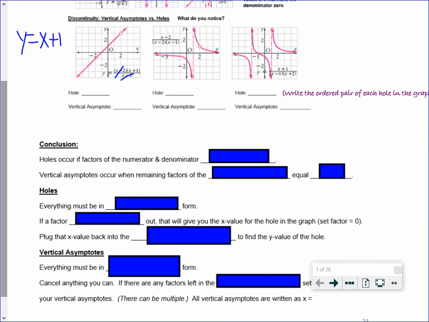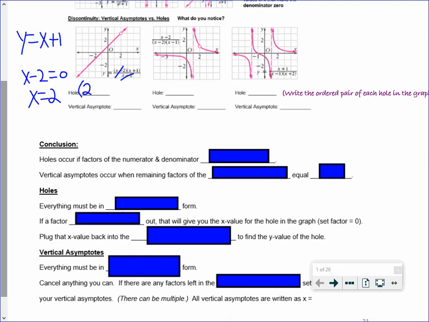Anytime you cancel out a factor in the numerator and in the denominator, you have to realize that's going to be a hole. The factor you cancel out gives the x value of your hole. So we cancel out x minus 2, and we set that equal to 0 and solve for x. When we do, we get that x equals 2. And that's going to be the x value of our hole.